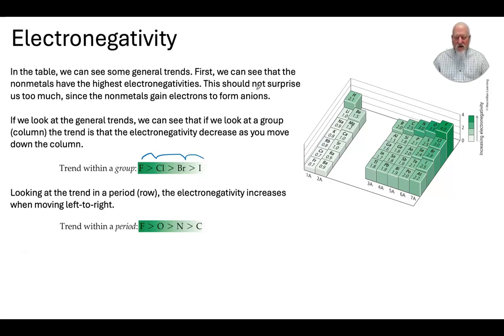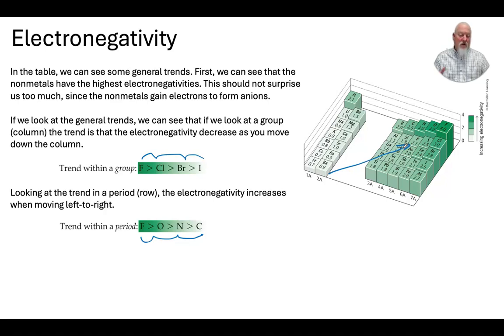If we look at a row in the periodic table, and we start on the right side and move left, as we move away from the nonmetals, the electronegativity gets less. So fluorine, oxygen, nitrogen, carbon. As we move towards the metals, the electronegativity gets less. So that means as we move up and to the right, so kind of in this direction, the electronegativity increases.